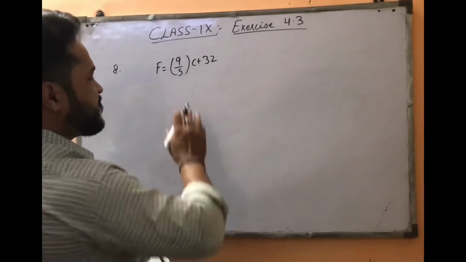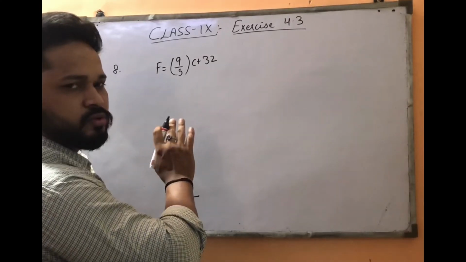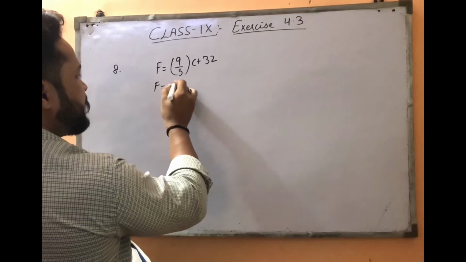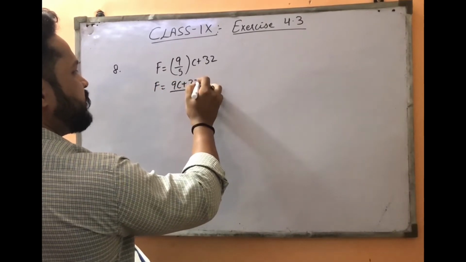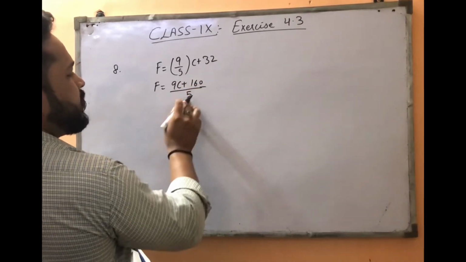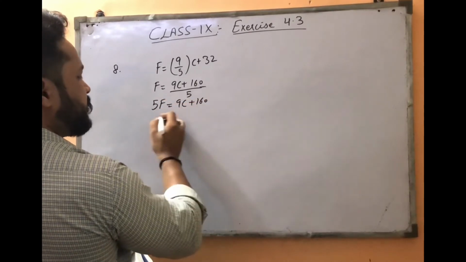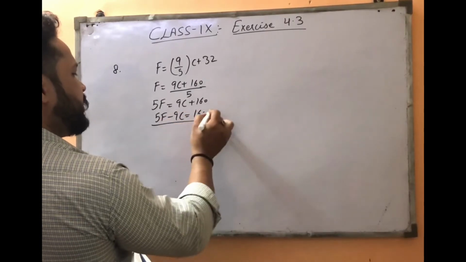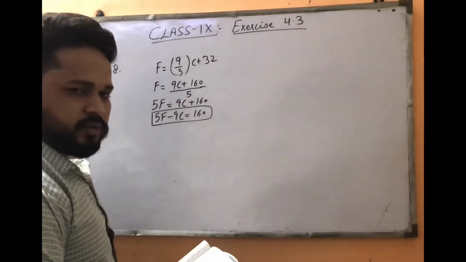So there are two ways. First, we can convert it into a linear equation like ax plus by plus c equals 0. So you can take the LCM here: 5F equals 9C plus 32 into 5, which is 160. So you multiply it here, 5F equals 9C plus 160. This is 5F minus 9C equals 160. So this is the linear equation. हमने थोड़ा सिंप्लीफाई कर लिया ताकि हमारे को थोड़ा सा इजी हो जाए.